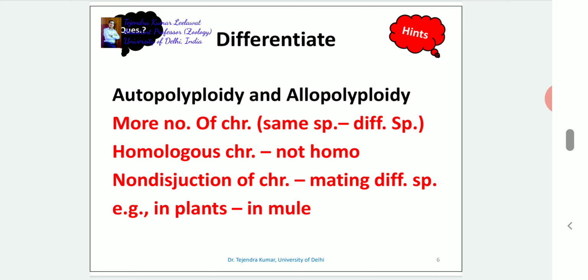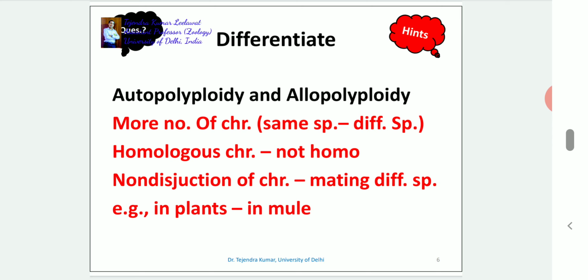Next difference is non-disjunction of chromosomes, and this is a very peculiar feature related to crossing over, and you might learn it in the genetics unit. So non-disjunction of chromosomes generates autopolyploidy, whereas mating with a different species or organism of a different species generates allopolyploidy. Now examples.